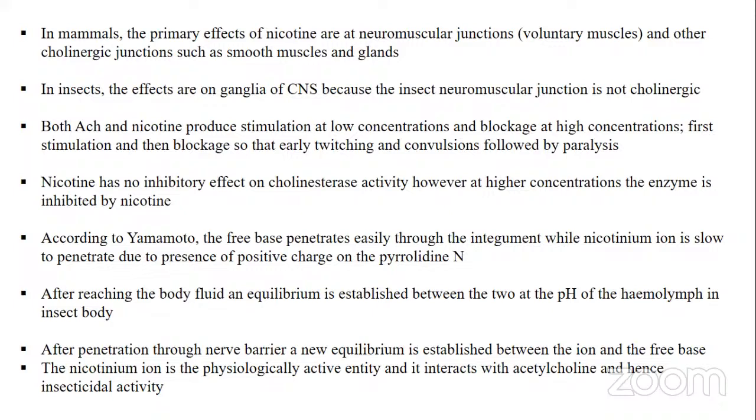From the second point, ma'am, in insects. In insects, the effects are on ganglia of the central nervous system because the insect neuromuscular junction is not cholinergic. Both acetylcholine and nicotine produce stimulation at low concentrations and blockage at high concentrations. First stimulation and then blockage, so that early twitching and convulsions are followed by paralysis. You will see all these things in the insects.